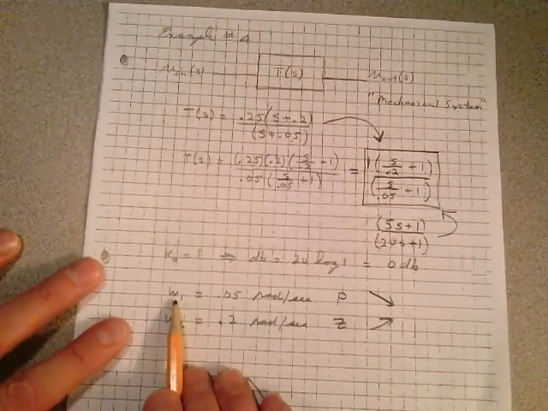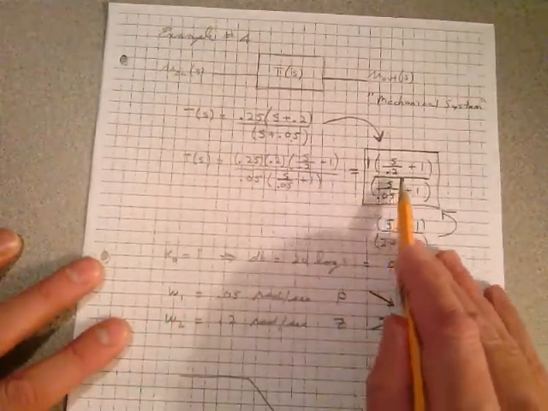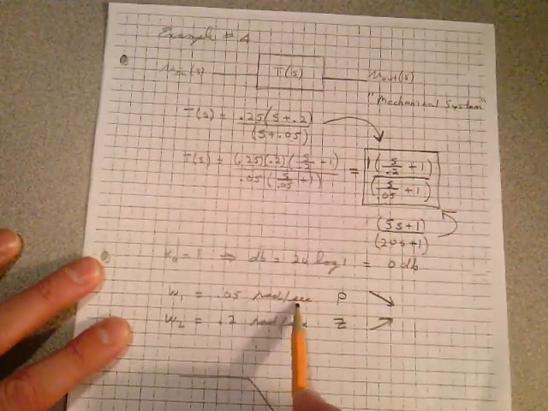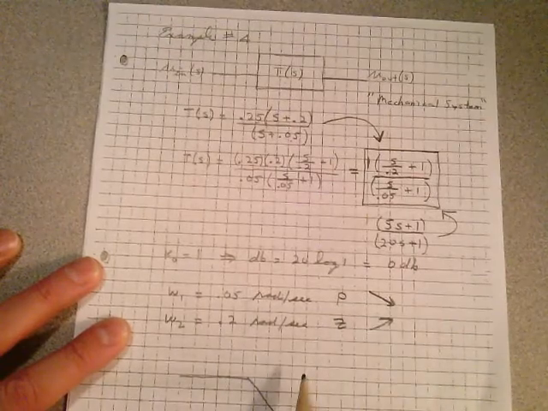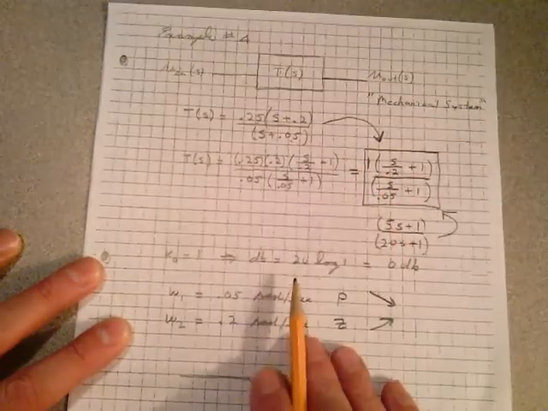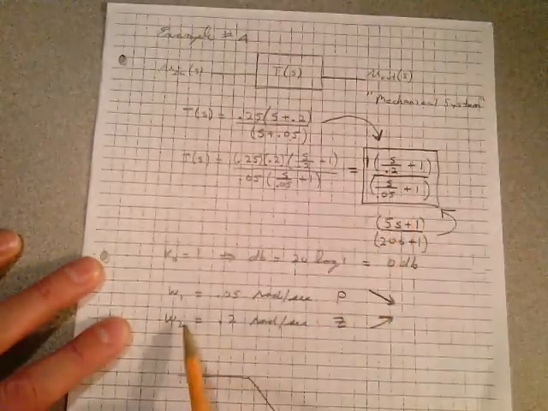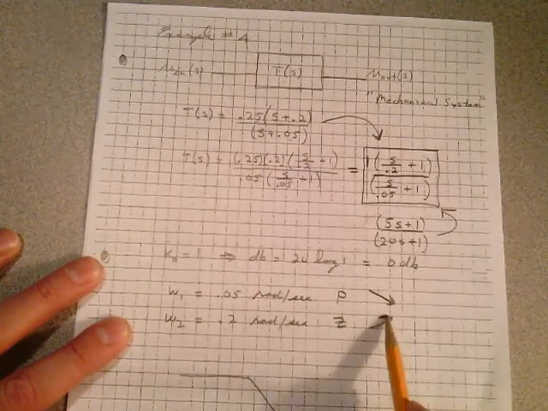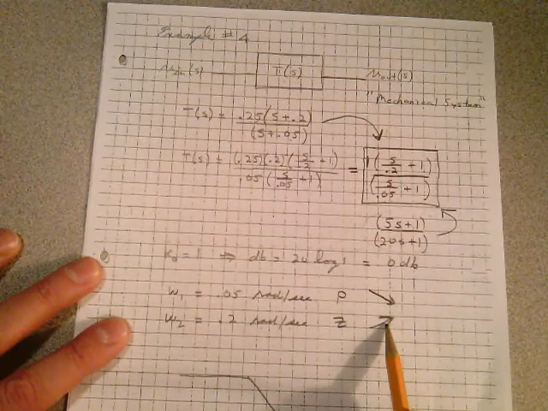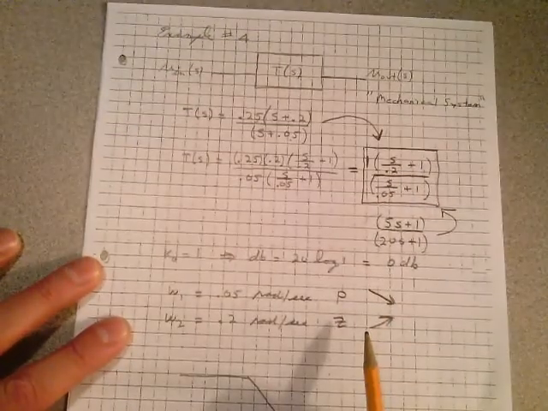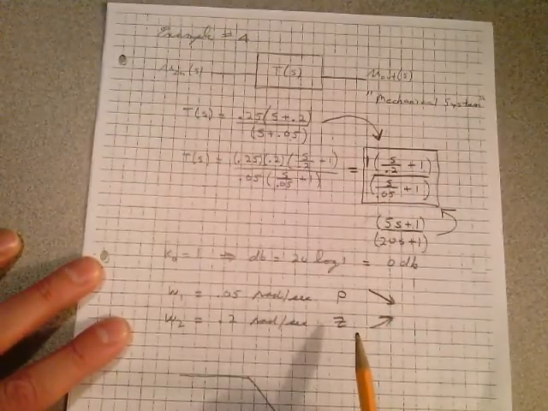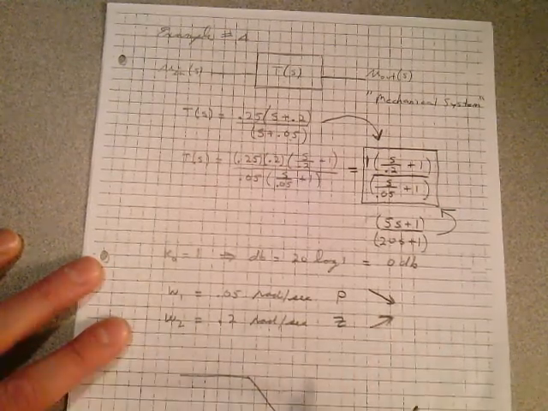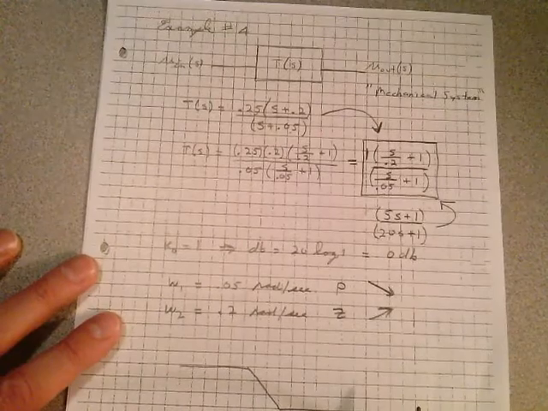My first break frequency, my lowest one, is 0.05 radians per second. It's a pole. It breaks down. My second break frequency is 0.2 radians per second. It's a zero. It breaks up. I could have had a third or a fourth break frequency, which we're going to have in a later example, but up to now we just kept either one or two break frequencies to get these first 4 examples out of the way.